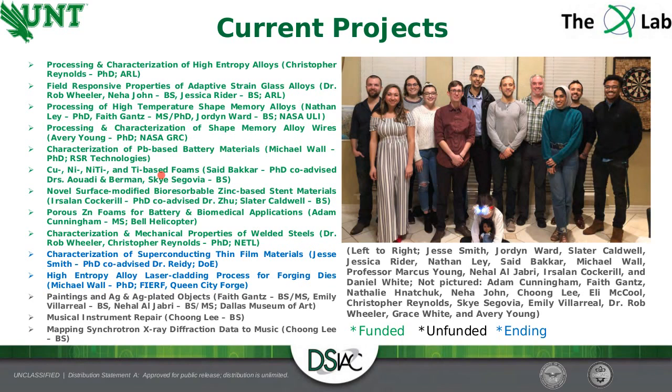Then we have some surface modified bioresorbable zinc-based porous structures that we make for stent applications and biomedical applications. And again here, they're also used for battery applications, for zinc ion batteries. We have also looked at some current projects with welded steels, so two steels being joined. We're looking at that for NETL. We did have a project on superconductivity that's ending, and we did some high entropy alloy laser cladding processing, and that one's also ending, although we applied for new funding for that. And then I have some random projects that we also look at with music and art.